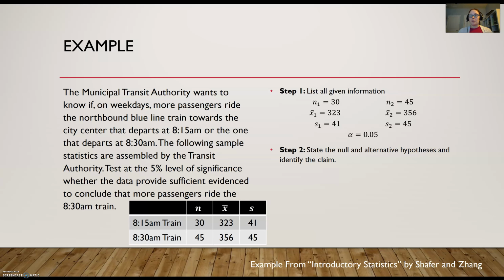Now for the alternative and null hypothesis statements, I'm going to look back at that last sentence. It says that more passengers ride the 8:30 train, so that means my mu1, the 8:15 train, is going to be less than mu2. And so that ends up being my alternative, and the null is always going to be the equality. So my claim is the alternative statement there.